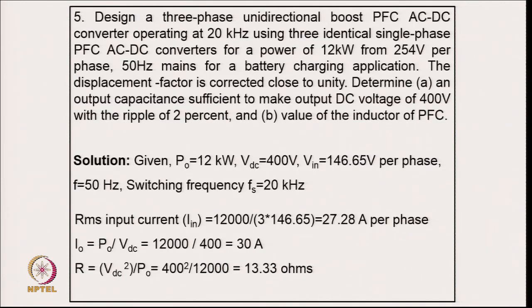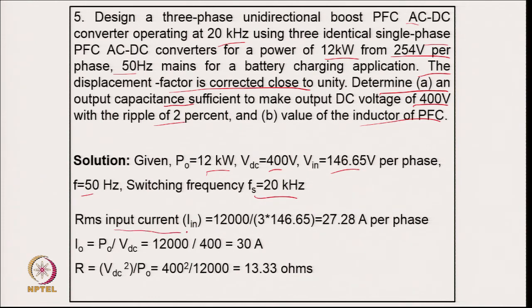So, coming now to the fifth example: design a 3-phase uniaxial boost PFC AC-DC converter operating at 20 kilohertz using 3 identical single phase PFC AC-DC converters for a power rating of 12 kilowatt from 254 volt per phase, 50 hertz AC mains for a battery charging application. The displacement factor is corrected to unity. Determine A, the output capacitance sufficient to make the output voltage 400 volt with a ripple of 2%, and the value of the inductor for PFC. So, now coming to the solution, the power output is given as 12 kilowatt and the DC voltage is 400 volt, and the V input average will be 146.65 and 50 hertz, and the switching frequency is taken as 20 kilohertz.